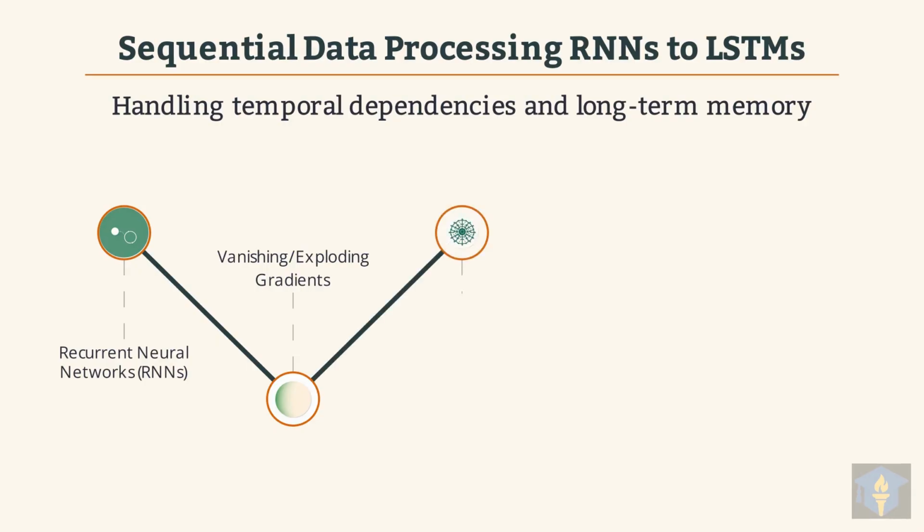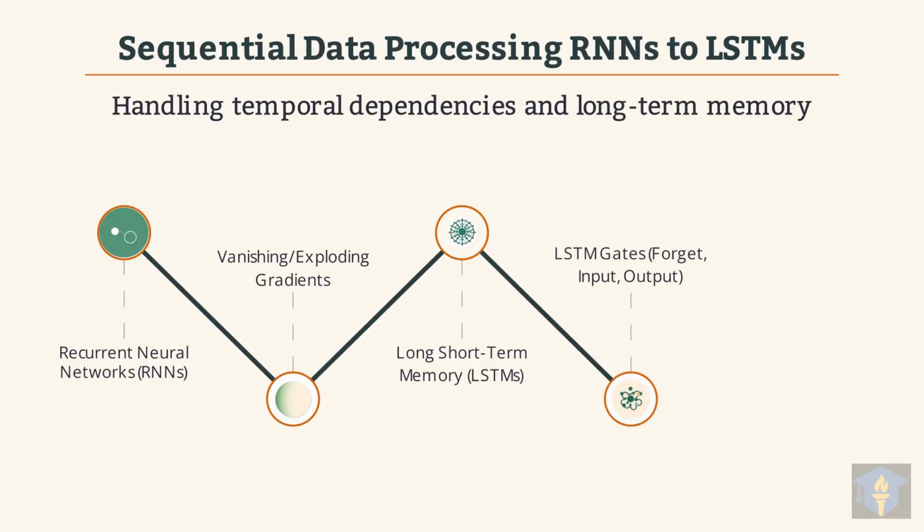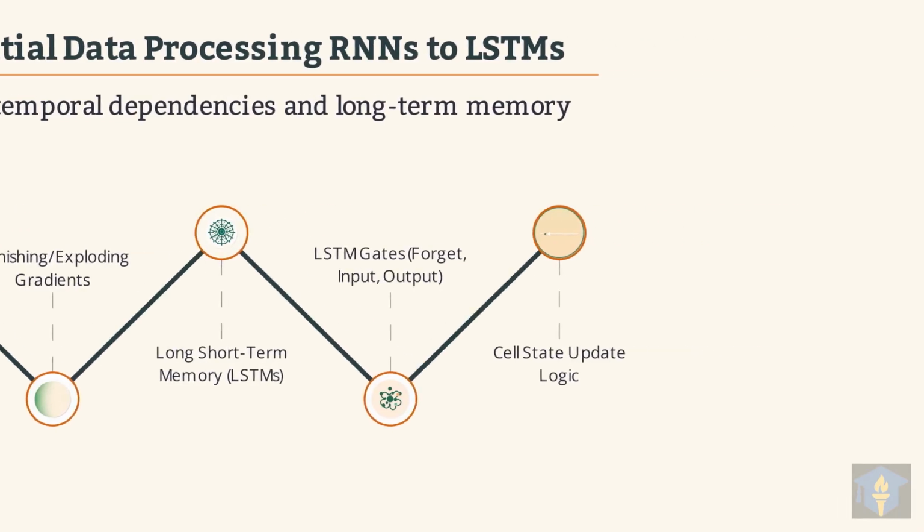This challenge led to long short-term memory networks, or LSTMs, a more advanced architecture. LSTMs use specialized gates for forget, input, and output to control information flow within the cell state. The cell state update logic allows LSTMs to selectively remember or forget information over long sequences.